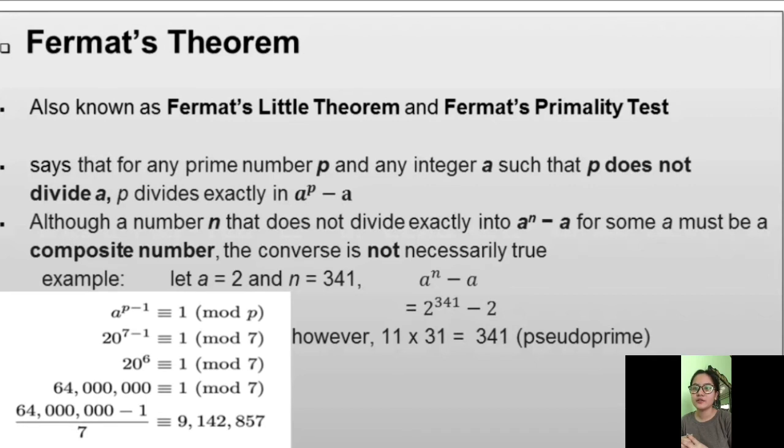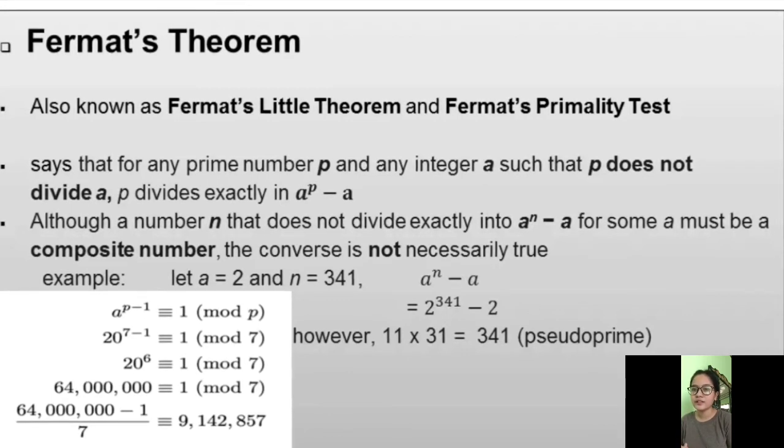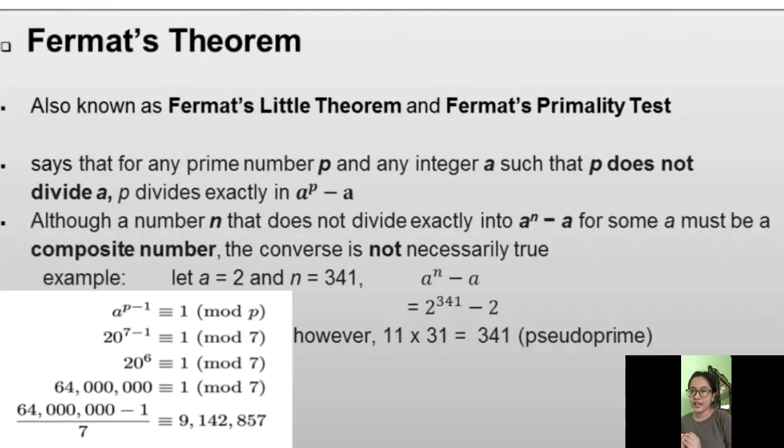So here is Fermat's theorem, also known as Fermat's Little Theorem and Fermat's primality test. Here it says that for any prime number p and any integer a such that p does not divide a, p divides exactly into a raised to p minus a. So this is also one of the definitions of a prime number. And although a number n does not divide exactly into a raised to n minus a for some a, n must be a composite number.